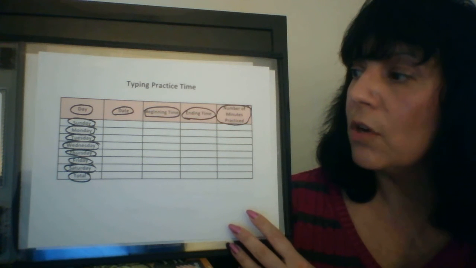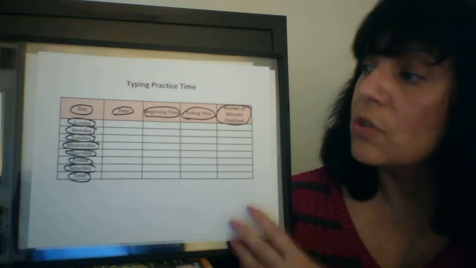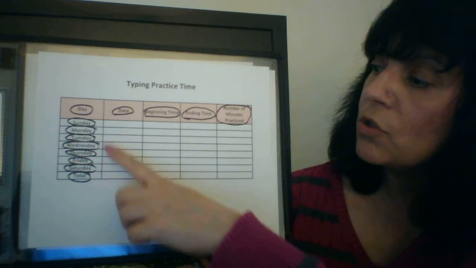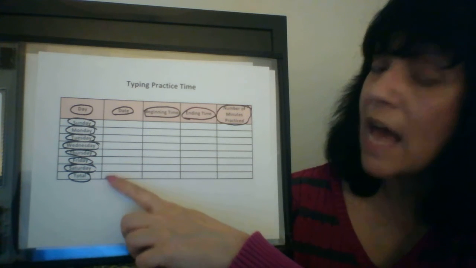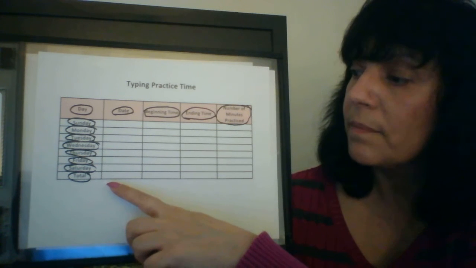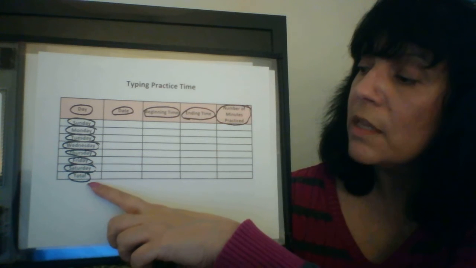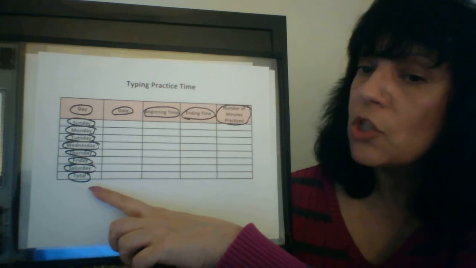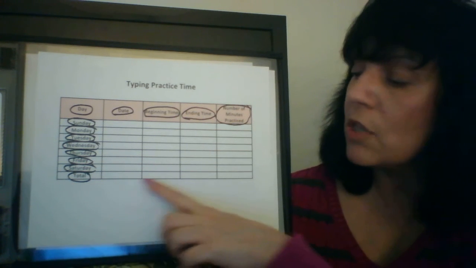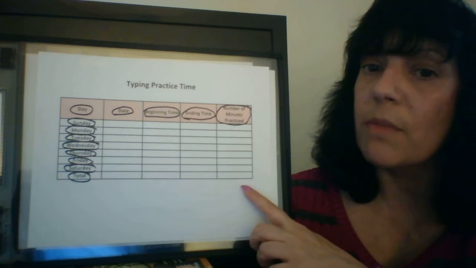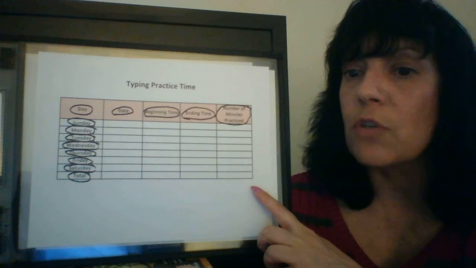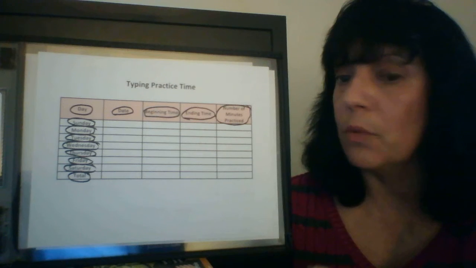For labeling the rows, the student chose Sunday, Monday, Tuesday, Wednesday, Thursday, Friday, Saturday, the days of the week. At the very bottom, the last row is labeled total. This is where the student is going to total or add up all the minutes practiced, so she knows how many minutes she practiced for the entire week.